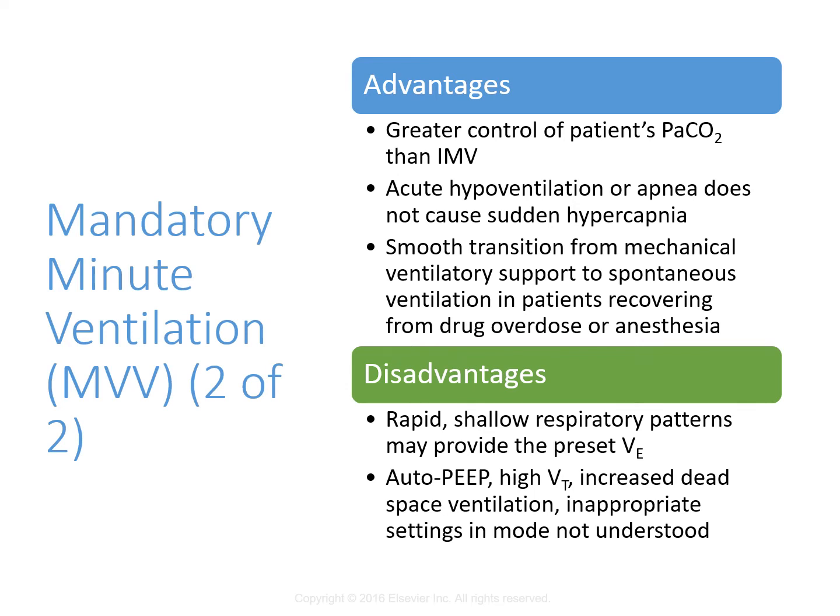Can be an abdominal issue. We talked about that with dynamic compliance, or a decrease in muscle strength, right? If they have a neuromuscular issue, Guillain-Barré, myasthenia gravis, ALS, spinal cord injury, right? So as a precaution, your high respiratory rate and your low tidal volume alarms need to be set tight if this is the mode that you're going to use.